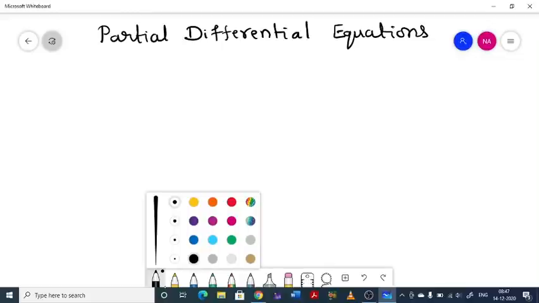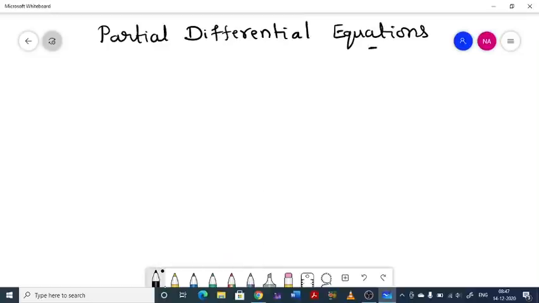Now, before going to discuss partial differential equations, first let us start from this one. What do you mean by an equation? Then we shall discuss what is a differential equation. Then we can jump to partial differential equations. Now, what do you mean by an equation? That is the first question. What is an equation?